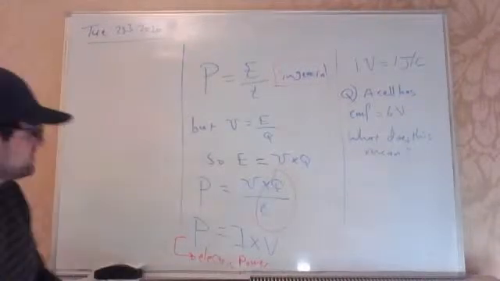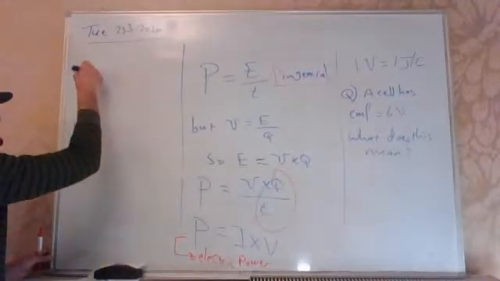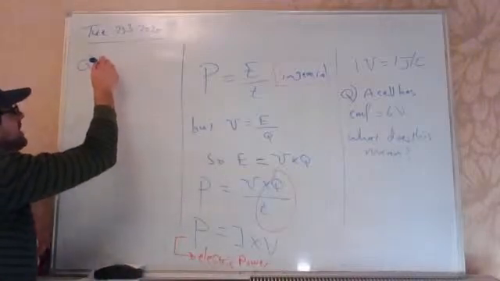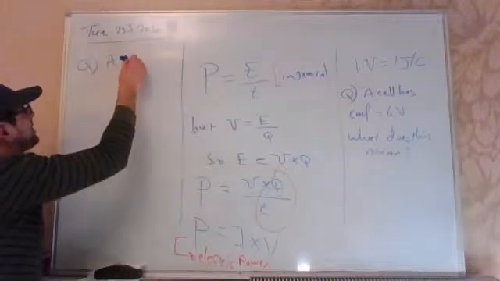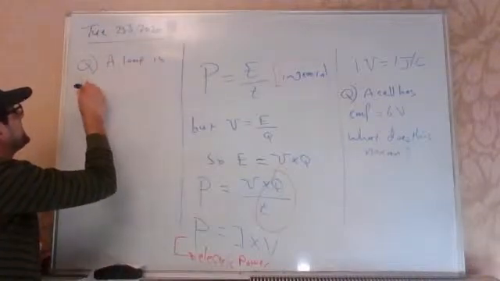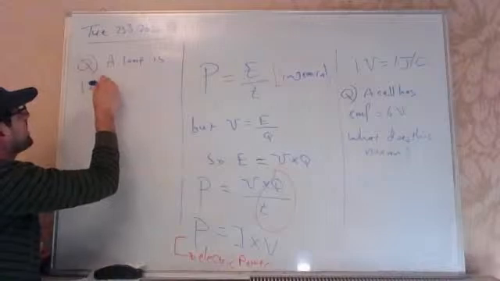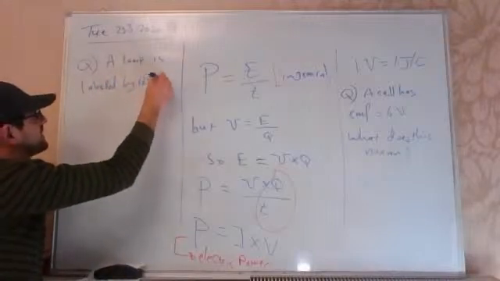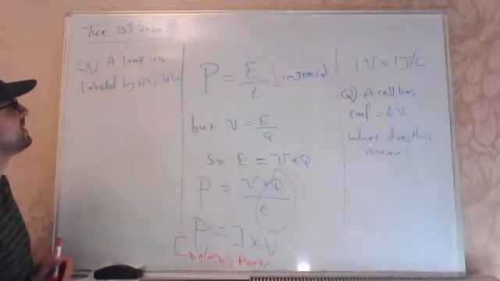Okay. Now, this question, let me just explain it here in a way. A lamp is labeled by 12 volt 36 watt.